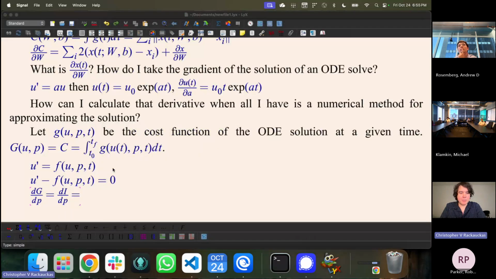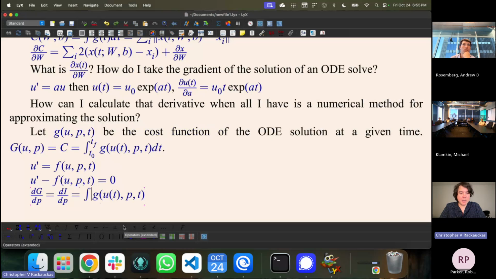How do I do the chain rule? Well, if I had this term here, then how do I take the derivative of this with respect to p? Well, what I do is I write this down as the derivative: partial g partial u, times partial u partial p, plus partial g partial p, right? That's just the chain rule written out, right?